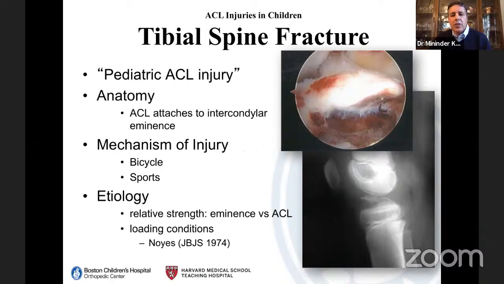The tibial spine fracture has been called the pediatric ACL injury. This is an avulsion of the intercondylar eminence from the ACL. We see this in childhood play, and we also see this in youth sports. Why we get an ACL mid-substance tear versus a tibial spine fracture is not quite clear. It may be related to the relative strength of the ligament versus the bone, and may also be related to the loading condition, so faster loading conditions resulting in ACL tears and slower loading conditions resulting in tibial spine fractures.